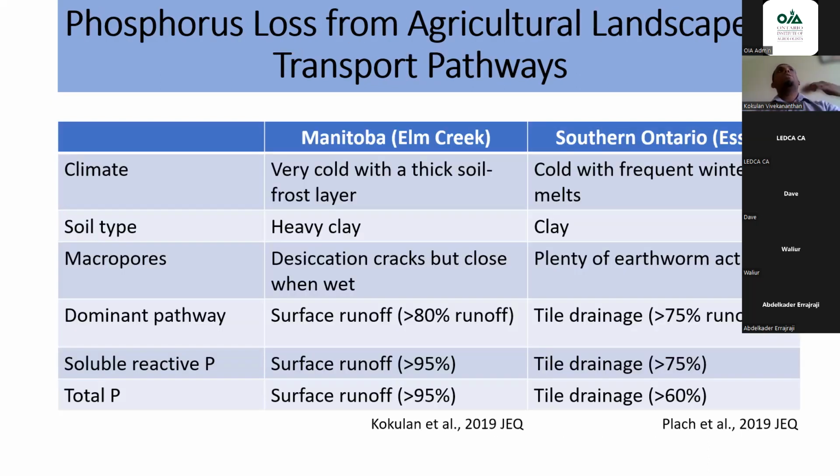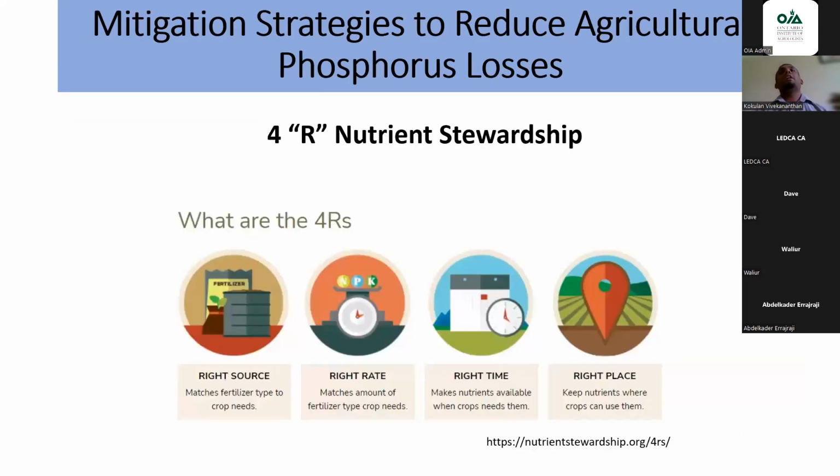So we talked about sources and transport pathways, and now we move to the mitigation strategies. There's no single strategy to control or reduce agricultural phosphorus losses. Right now, management based on 4R nutrient stewardship is encouraged in order to reduce agricultural phosphorus losses. So what are the 4Rs? The first R is the right source, which matches the fertilizer type to the crop needs.